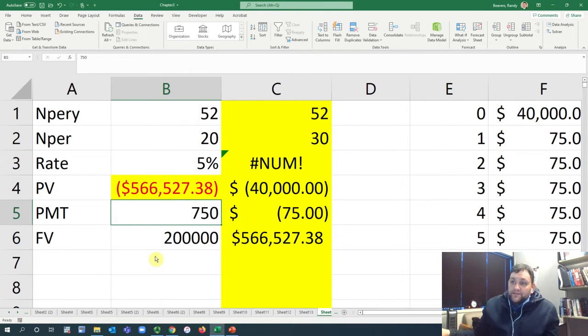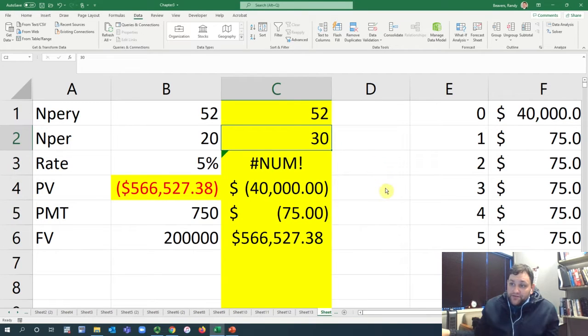So suppose we're trying to figure out, okay, maybe I have $40,000 today. I'm going to make weekly deposits of $75 for 30 years. So what will my rate of return need to be before retirement in order to achieve this future value?